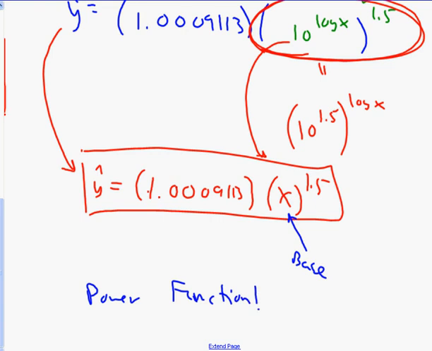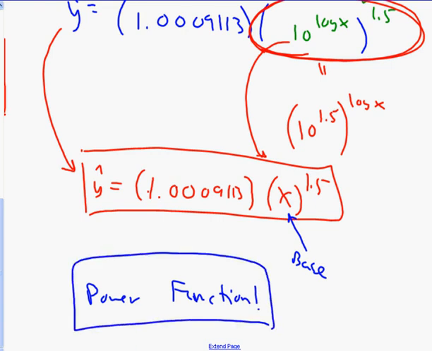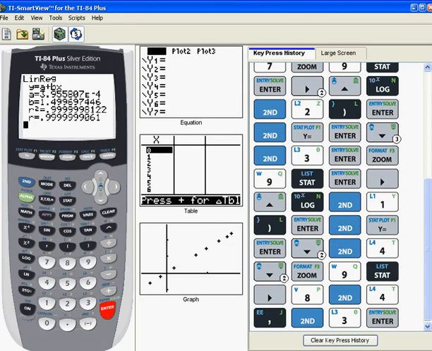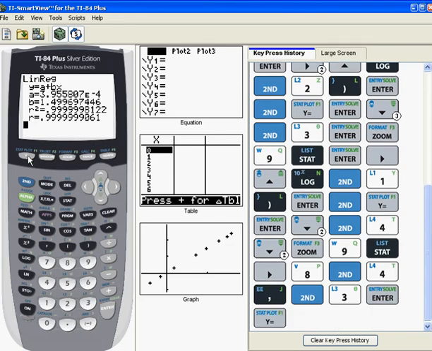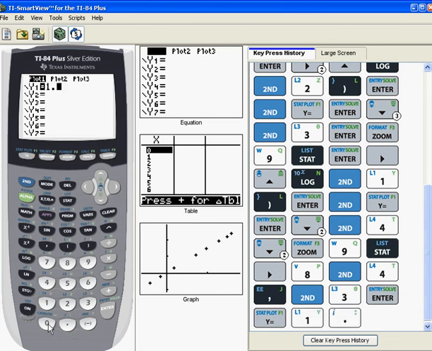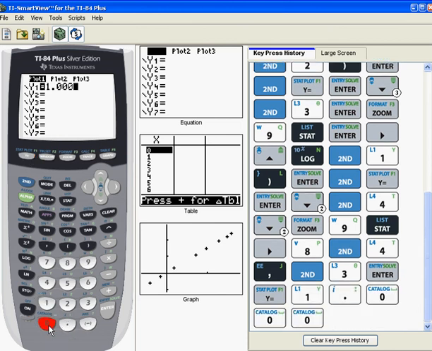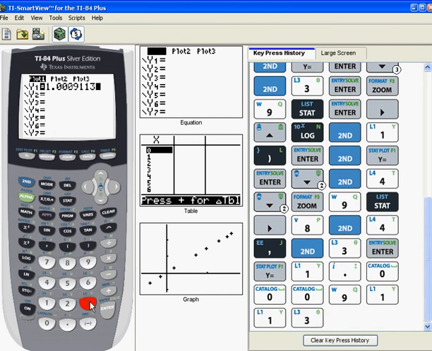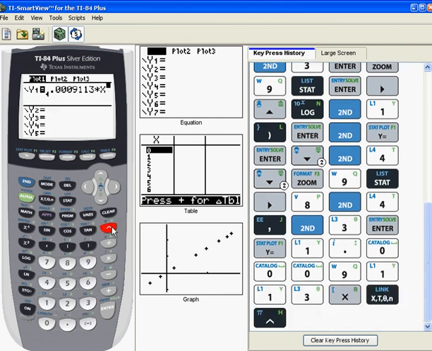All right. So be prepared to be amazed. What we're going to do is remember that for a moment. We're going to go to our calculator now. We're going to type that equation in. Here we go. We're going back to y equals. We're going to type our numbers. 1.00091113 times x to the 1.5 power.